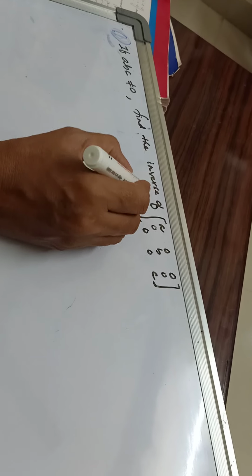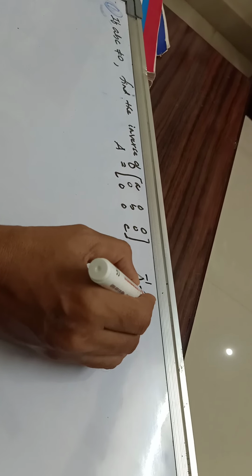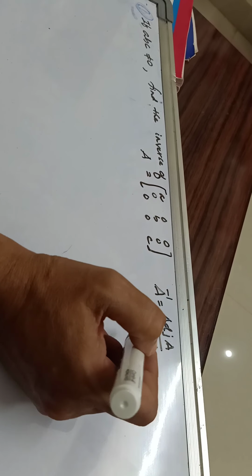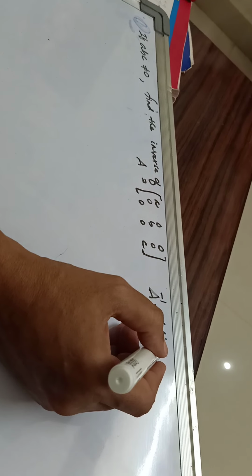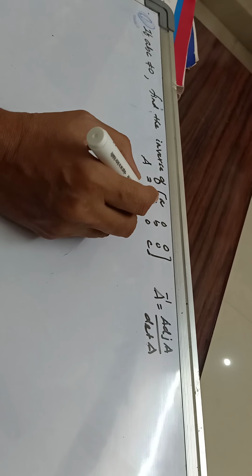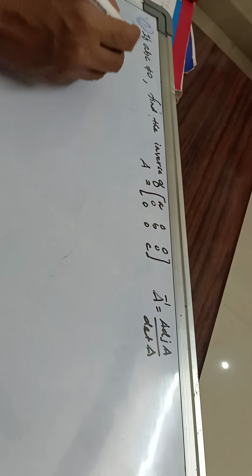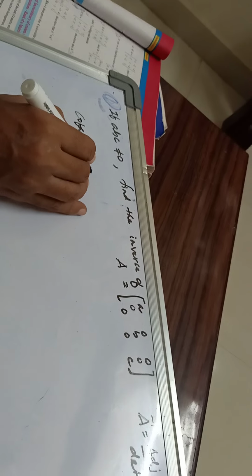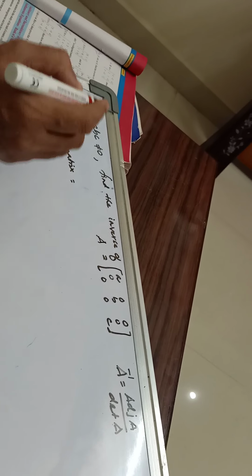Now, to find the inverse, we have a formula. Suppose that this is A. What is the formula for A inverse? A inverse is given by adjoint A by det A. So, first you find adjoint A. To find adjoint A, what shall we do? Replace every element by its cofactor. By replacing every element by its cofactor, we will get the cofactor matrix.